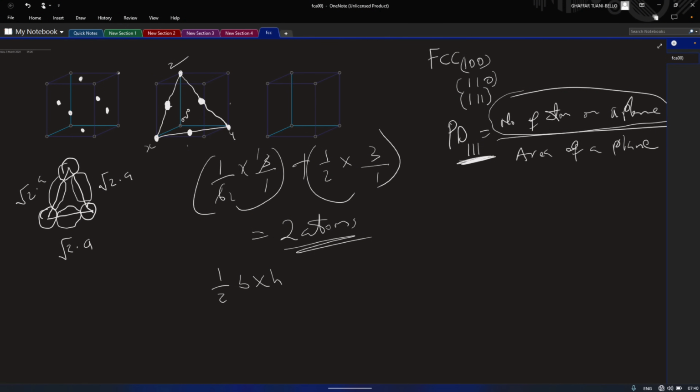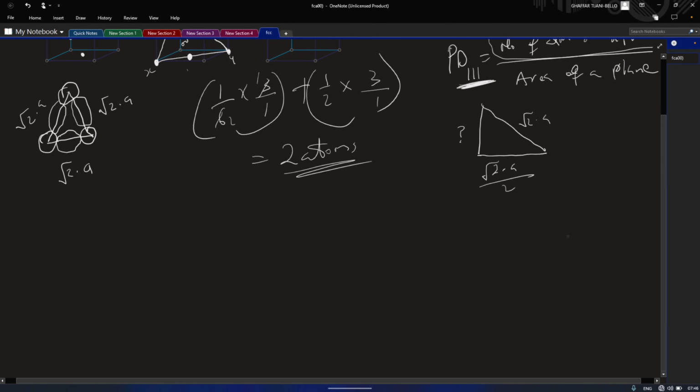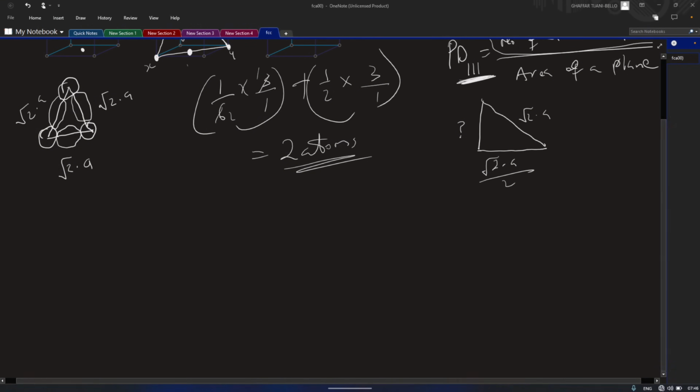Then for the area of a right triangle, it's half base times height. So we have to divide it into 2 to look for our height, since we don't know our height but we know our base. So we'll bring out a triangle that looks just like this. We know this is going to be root 2a over 2, and this is going to be root 2 times a, but this side is unknown for our height. So let's erase this.